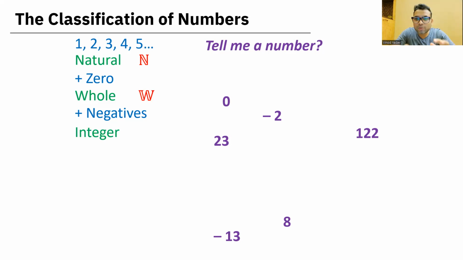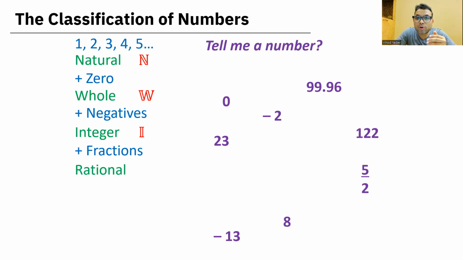So what's the meaning of integers? Just remember three magical words: numbers without decimal. Numbers without decimal. Notation I. This number, yes, this is not an integer, right? So in integers, if I add fractions, then we get something called rational numbers. The notation is Q.